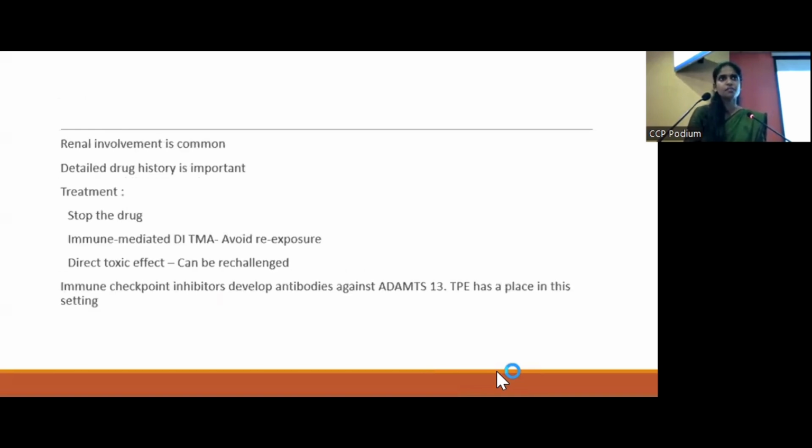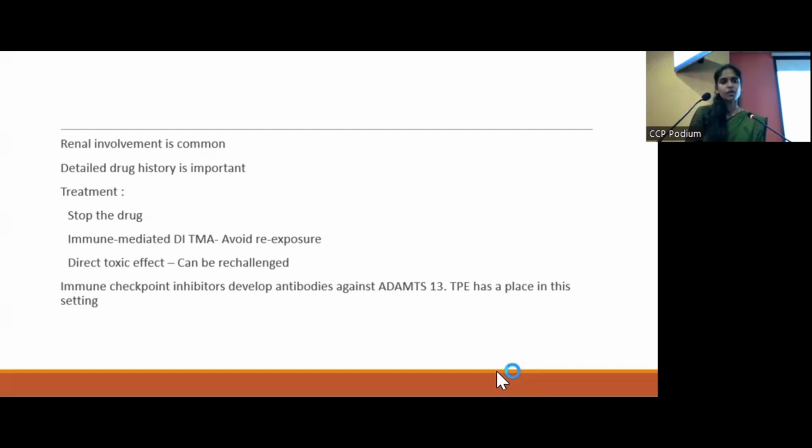Renal involvement is common in drug-induced TMA. A detailed drug history is very important in the management of drug-induced TMA, because stopping the drug is the treatment. Here, therapeutic plasma exchange has no role. In immune-mediated drug-induced TMA, we have to avoid re-exposure for a lifetime. But if it is a direct toxic effect, the drug can be re-challenged in patients if it is necessary.